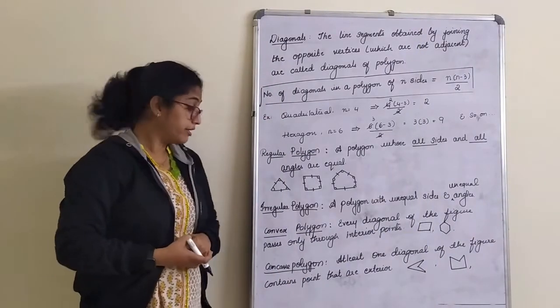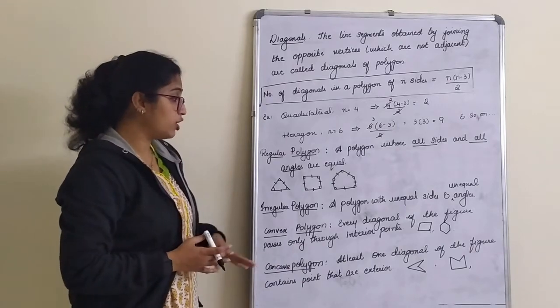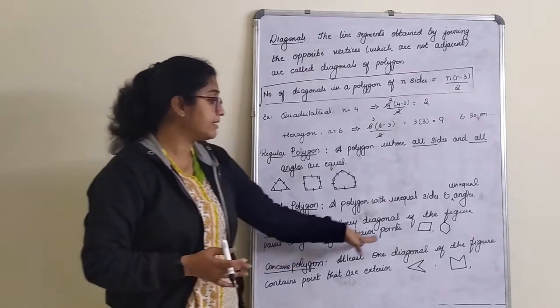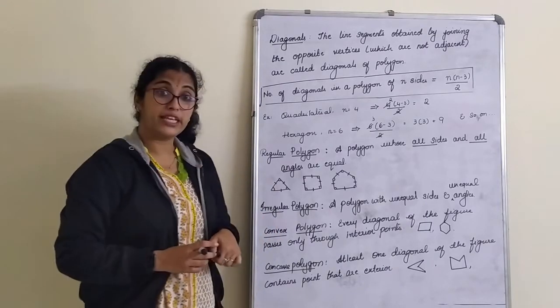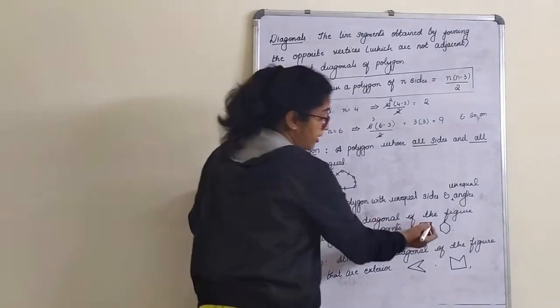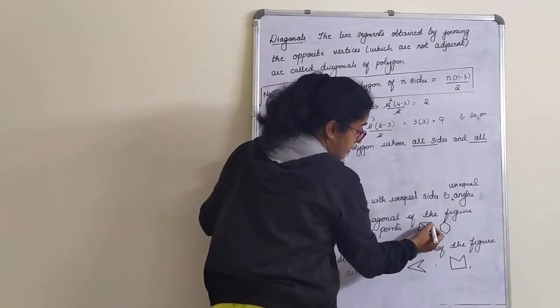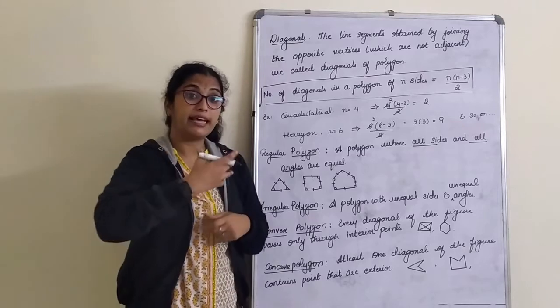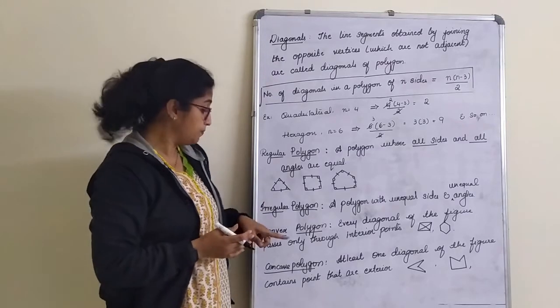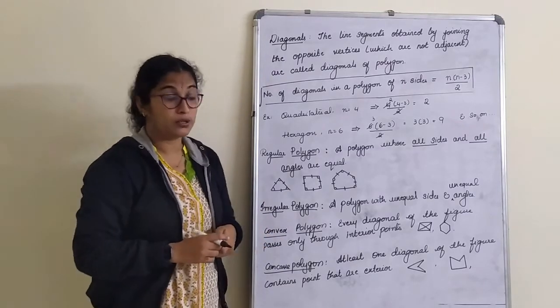The next is convex polygon. Every diagonal of the figure passes through interior points only. Such a polygon is called a convex polygon. That means, look at this, I can draw the diagonals in the interior part, inside this only. A polygon whose diagonals lie in the interior of the polygon is called a convex polygon.